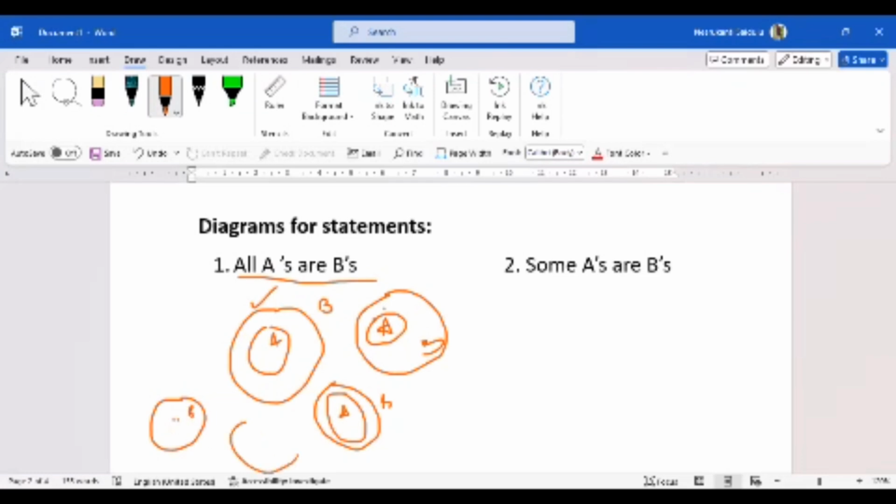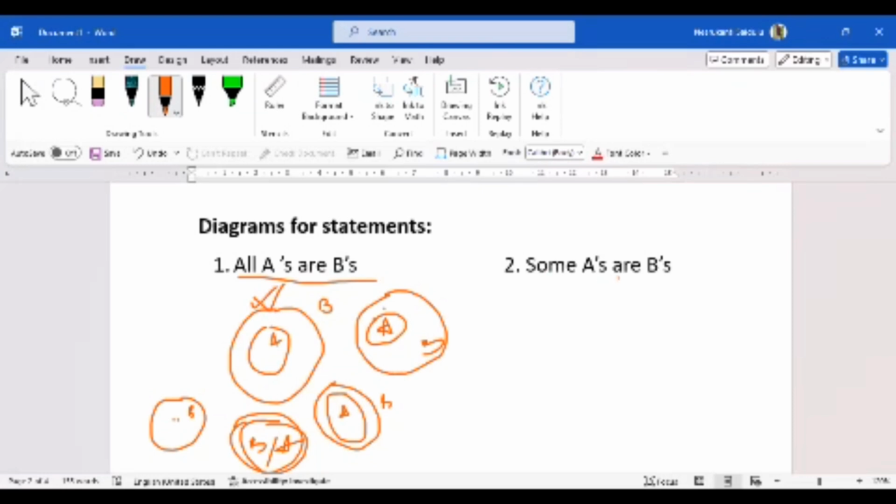And there is another possibility of all A's are B's, like this. There are possibilities of diagrams, but these are all in mind. We can use this only for our understanding. There are many possibilities, so to understand the syllogism concept, we can go through the simple diagrams.